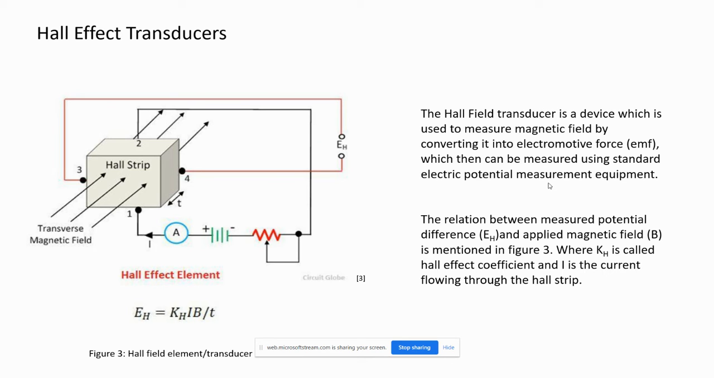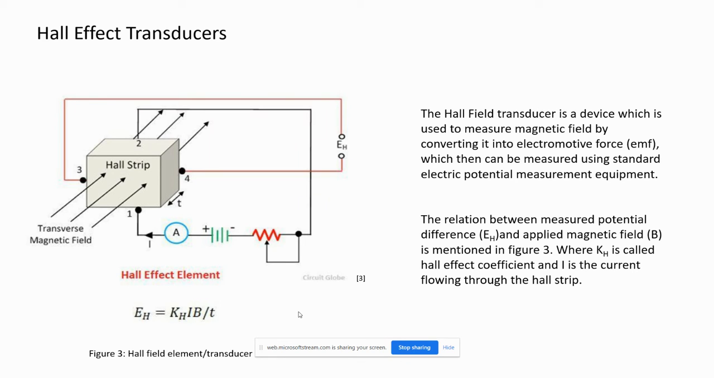Now, using our current equipment and electronic measurement techniques, we can measure the potential difference across two edges of the Hall strip, knowing which we can find the magnetic field through the Hall strip using this basic formula, which has been experimentally found. Using this formula, where t is equal to the thickness of our Hall strip, we can find out the value of the external magnetic field.